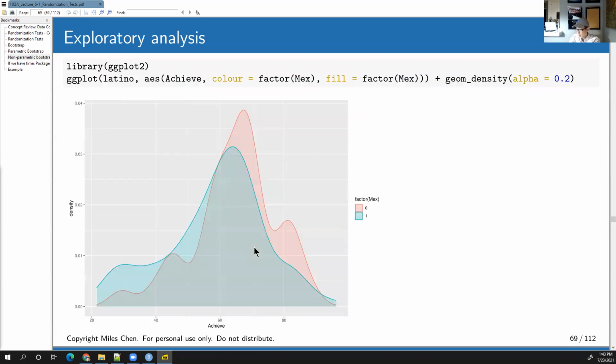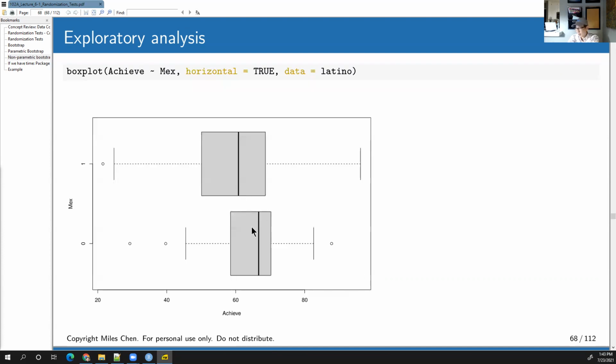Okay. If we did a plot, here I have overlaid kernel density plots. Mexico is in light blue. And then in red, we have people not from Mexico, other Latin American countries. And the question is, is the center different for these two groups, right? And it's kind of hard to fully analyze, right? It's hard to say, maybe this is significant, maybe not.